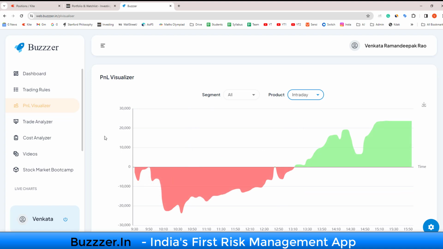I will make a detailed demo on Buzzer, how to use Buzzer, how to log into Buzzer. But since we are in the pre-go-live mode, I just thought about talking about this one particular feature.